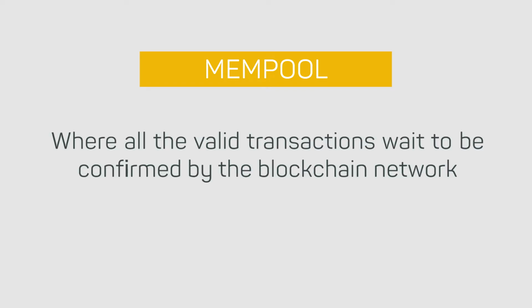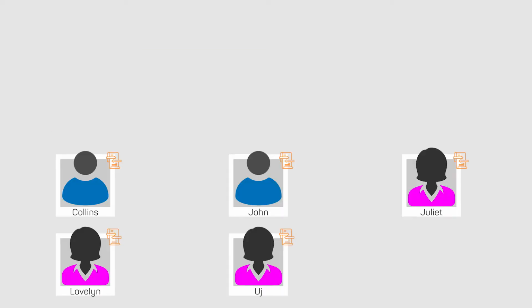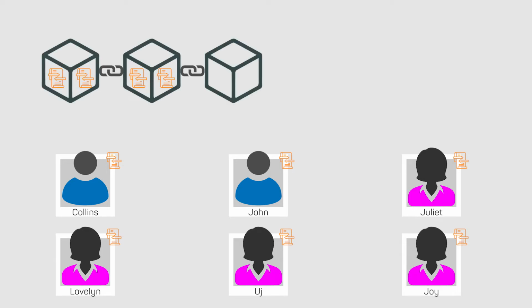Moving on to mempool and miners. Mempool is where all the valid transactions wait to be confirmed by the blockchain network. To explain this in layman terms, we will need our 6 characters again: Collins, John, Juliet, Loveland, UJ, and Joy. Previously, we said the blocks on our ATB blockchain only accept 2 transactions at a time. Now let's add one small tweak to that.